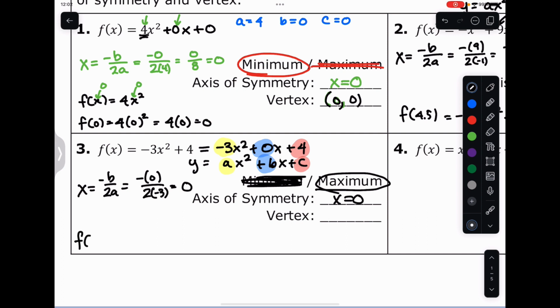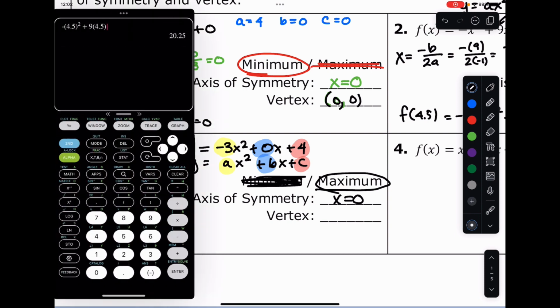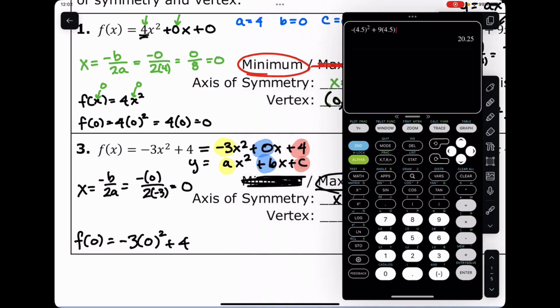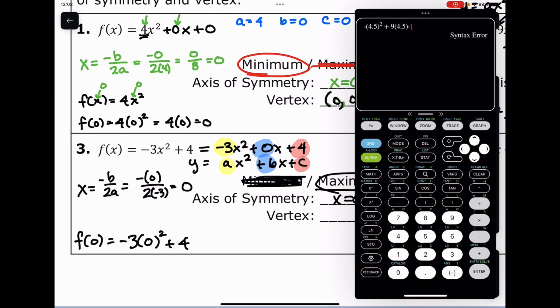Now to figure out the vertex, what we're simply going to do now is replace the x with 0. So we have negative 3 times 0 to the second power plus 4. So negative 3, parentheses, 0 squared, plus 4. That equals a total of 4.